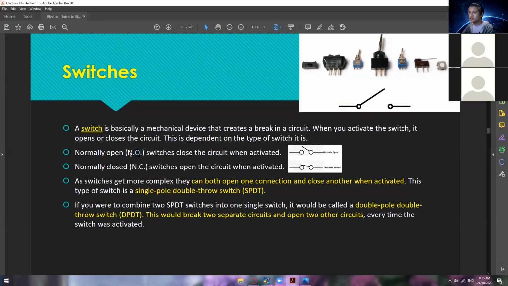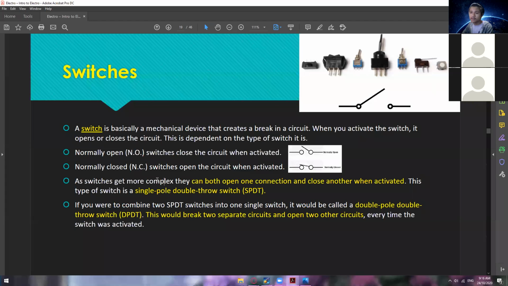So from the word itself, normally open: this switch just closes the circuit when activated. By default, it is open, and if you activate it, it will close the circuit. And for normally closed, it is the other way around. It is already closed initially, or by default, and if you activate it, then it will open the circuit.